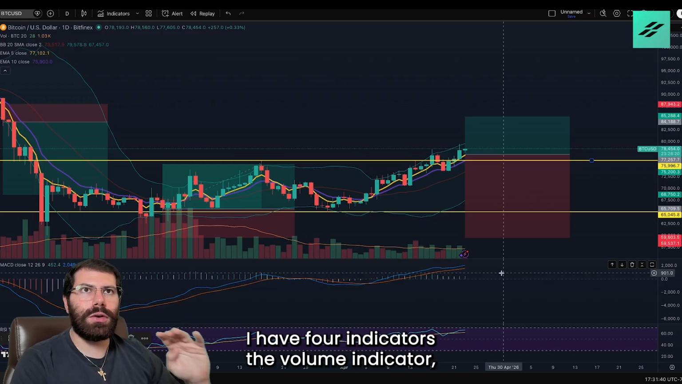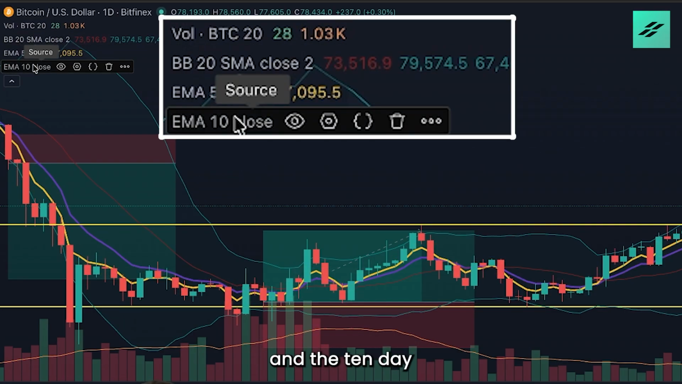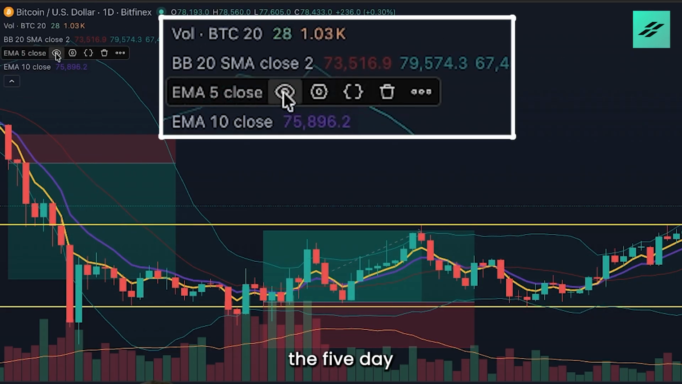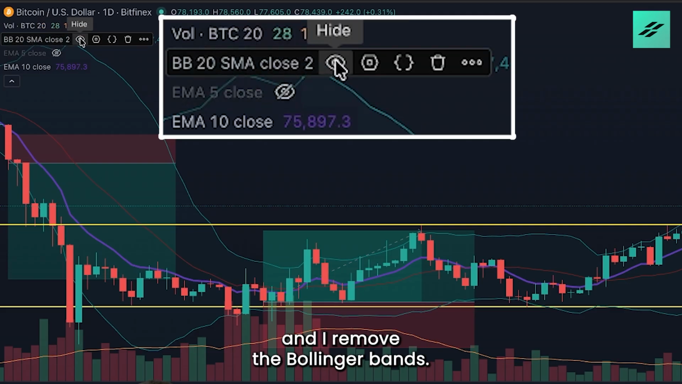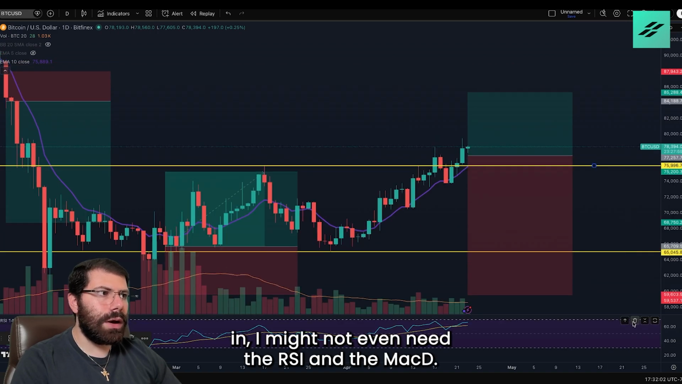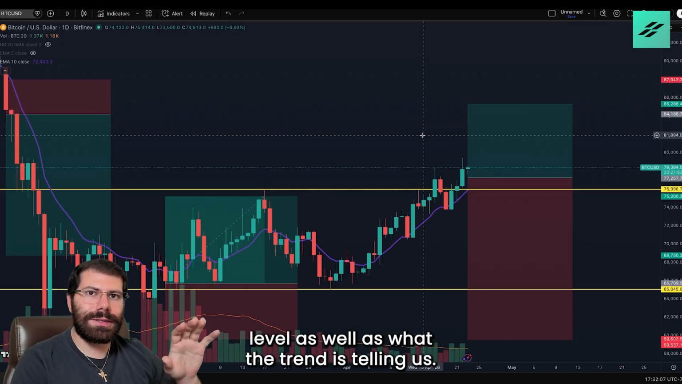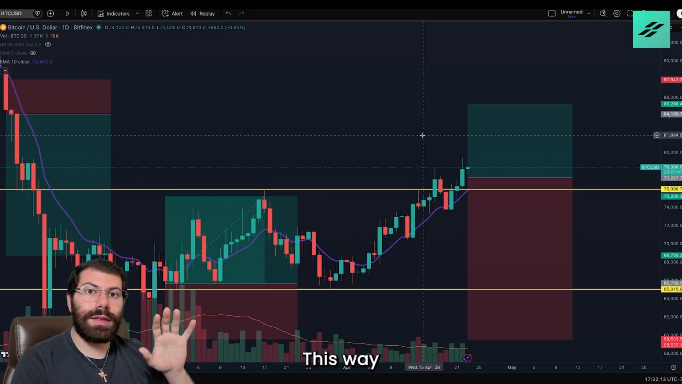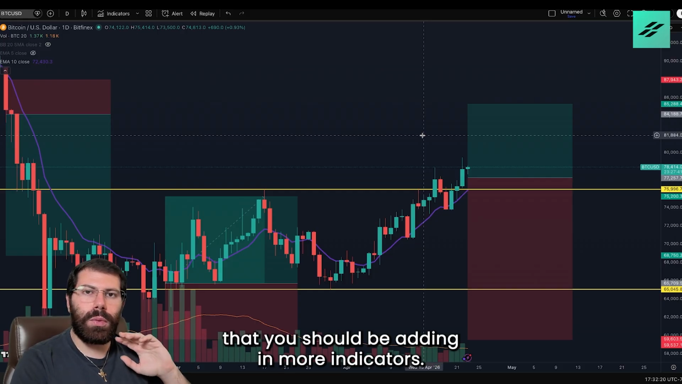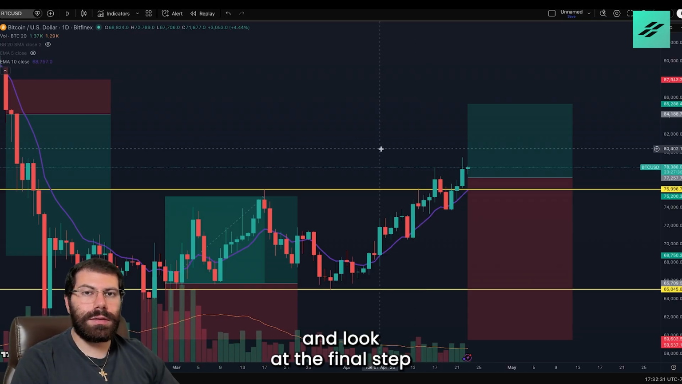I have 4 indicators: the volume indicator, the Bollinger Bands, the 5-day exponential moving average, and the 10-day exponential moving average. And a lot of the time, I actually remove the 5-day exponential moving average and I remove the Bollinger Bands. This gives me a lot cleaner of a chart setup. If I know the direction that we're trading in, I might not even need the RSI and the MACD. So I'm focused on the price action and the basic support and resistance levels, as well as what the trend is telling us. This way you can clean up your trading a lot. It's only if you're a very advanced trader that you should be adding in more indicators. If you're more of a beginner, you should actually be using less and not more. So let's go ahead and look at the final step of our trading process.